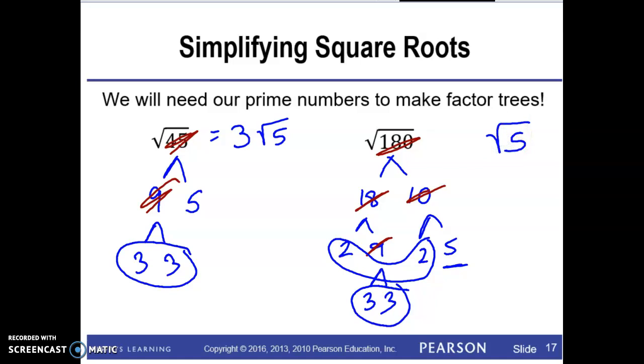Now, the numbers that I have circled, when I bring them outside, I have to multiply them together. So I have one circle of 2's and I have one circle of 3's. 2 times 3 is 6. So my simplified form of the square root of 180 is 6 square root of 5.